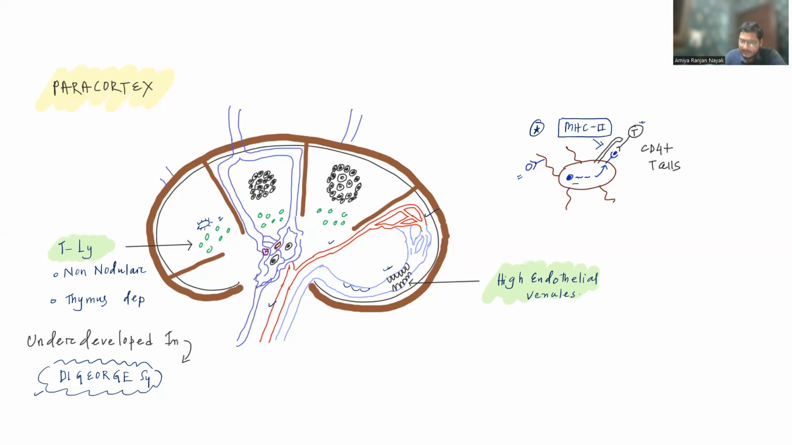But in the paracortical areas, where you have the post capillary venules inside the lymph node, we are going to find some specialized endothelial cells. These are known as high endothelial cells. As you can see here, these are somewhat elongated, somewhat larger. These are known as high endothelial venules.